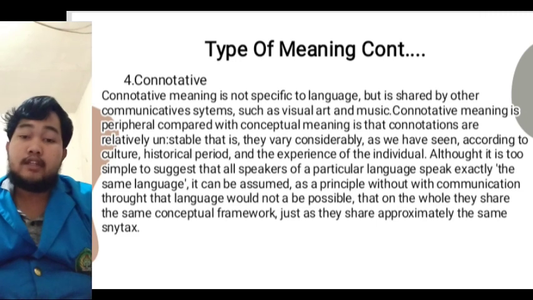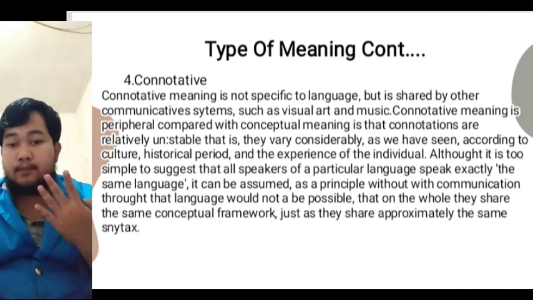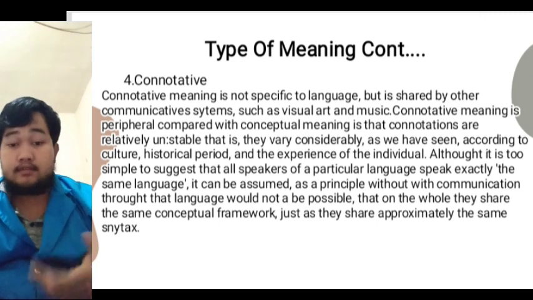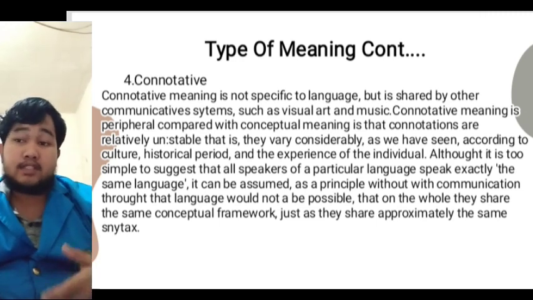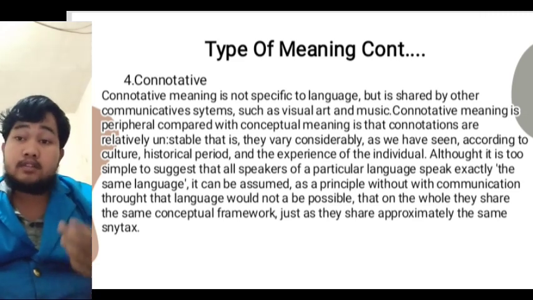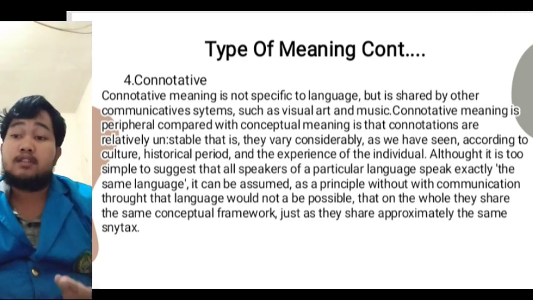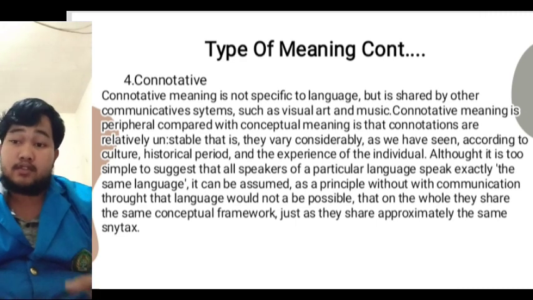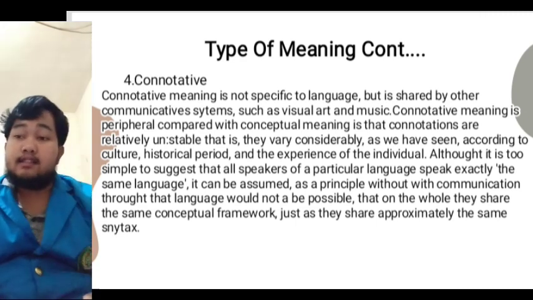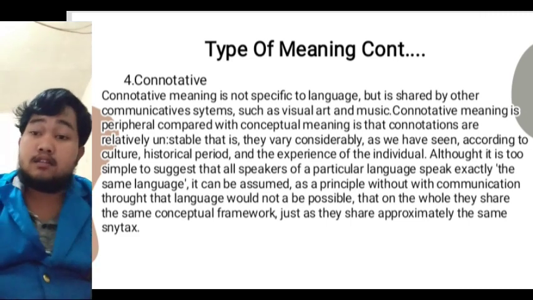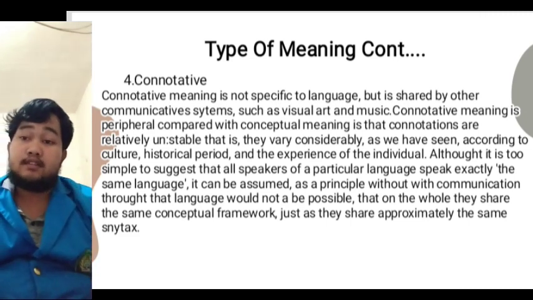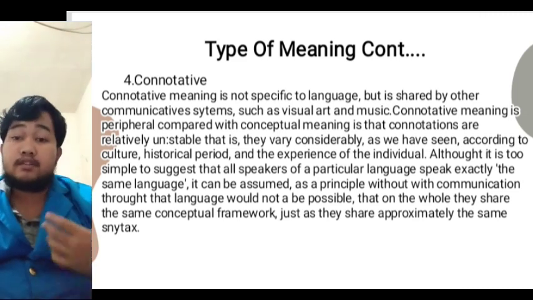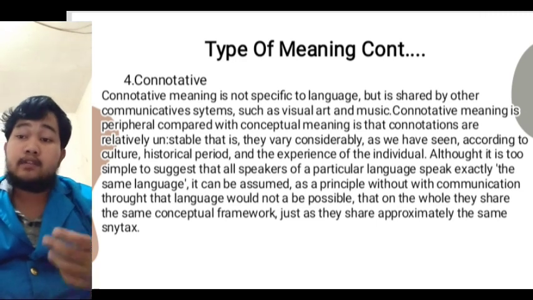And then the fourth one is connotative meaning. So, what is connotative meaning? Connotative meaning is not specific to language, but it is shared by other communicative systems such as visual art and music. Connotative meaning is peripheral compared with conceptual meaning in that connotations are relatively unstable. That is, they vary considerably, as we have seen, according to culture, historical period, and the experience of the individual.